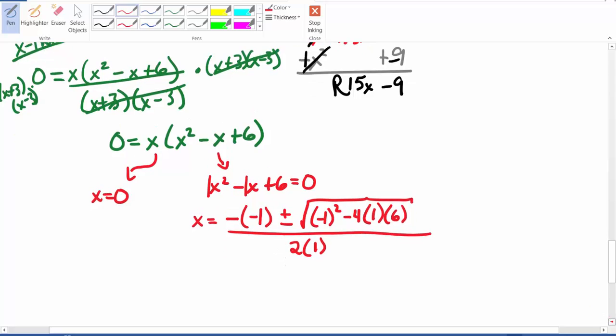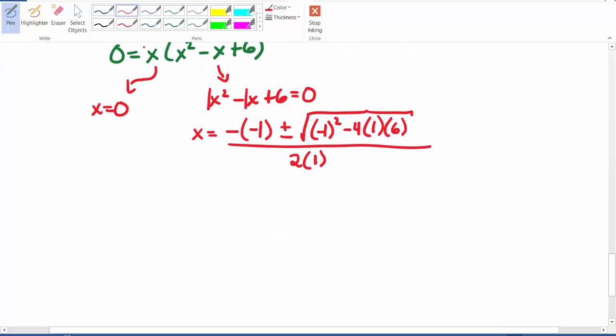After this, it's just kind of simplifying things up. So we have x is equal to positive 1 plus or minus the square root of negative 1 squared, comes out to be positive 1. Negative 4 times 1 times 6, looks like that comes out to be negative 24, all over 2.